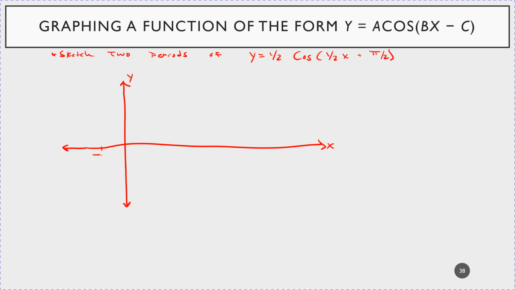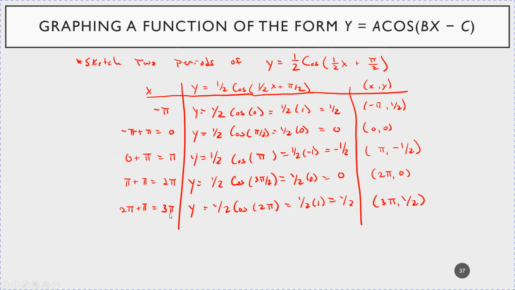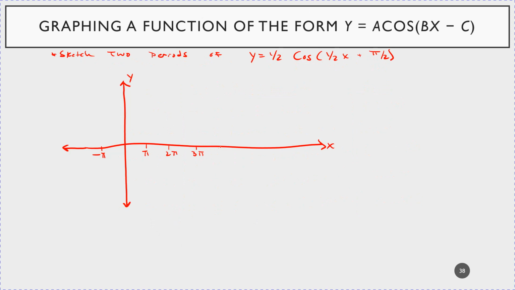So remember, we're going to start at negative pi. 0, pi, 2 pi, 3 pi. So that's 1, 2, 3, 4, 5. And then you want to sketch two periods, so you're going to need 4 more points: 4 pi, 5 pi, 6 pi, and then 7 pi. And remember, here's 1/2, here's 1. We're only going to go down to negative 1/2 here.